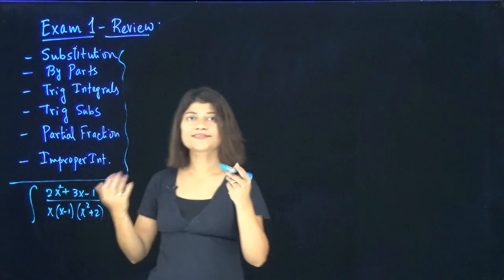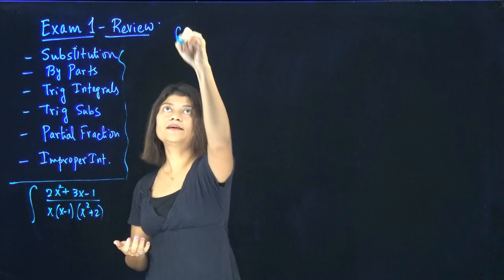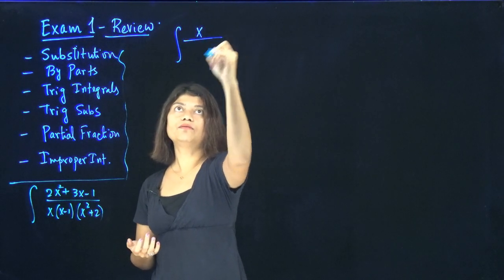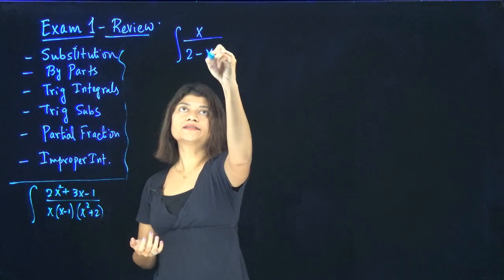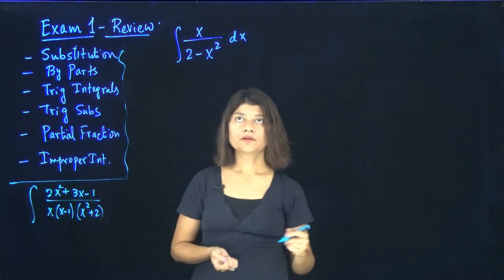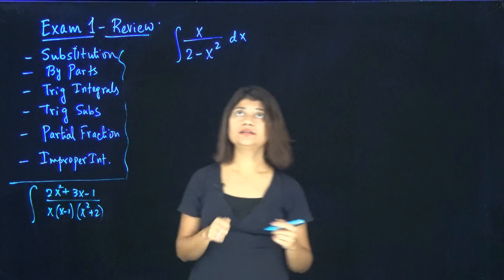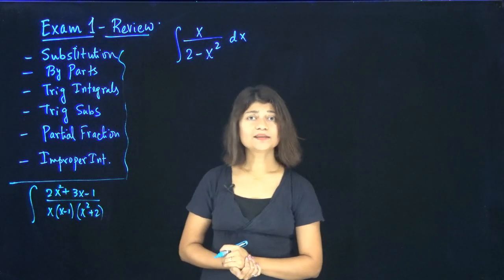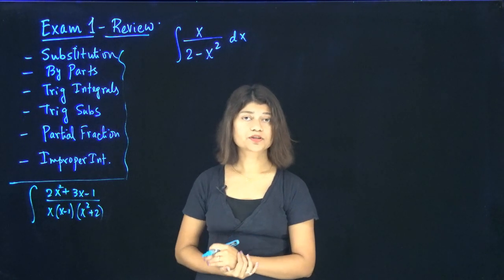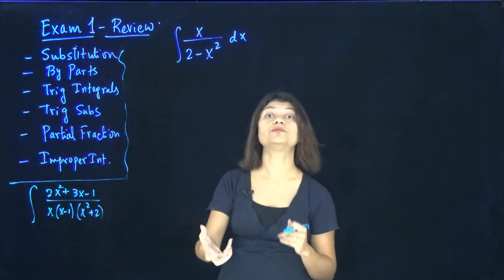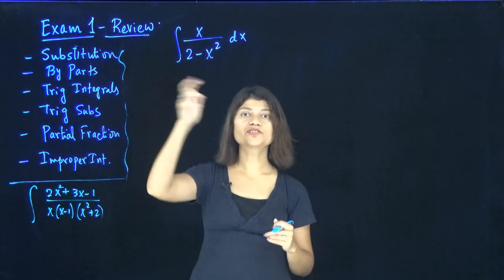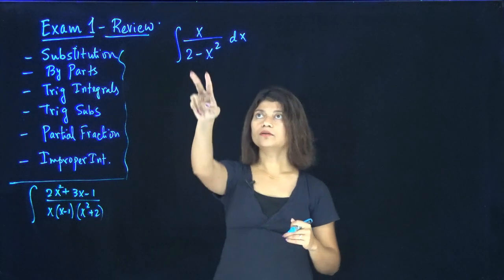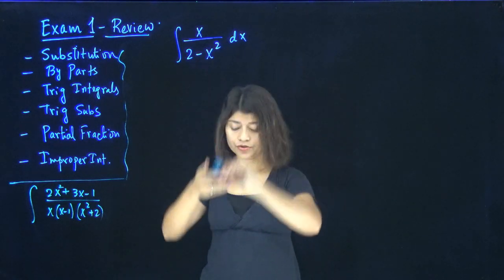Now if you have a simple rational function, let's say something like x over 2 minus x squared, well, you can factor the denominator, yes, right? But that doesn't mean this should be done with partial fractions. Don't immediately jump to that. If it's a simple looking function, think about it a little bit, right? Look, this is just a simple u substitution.